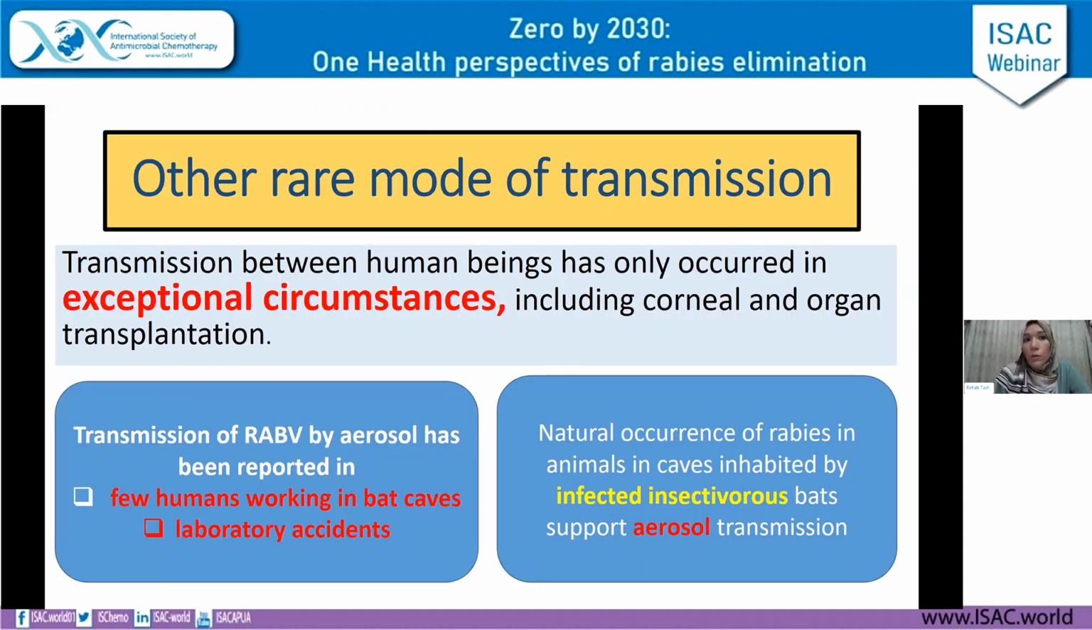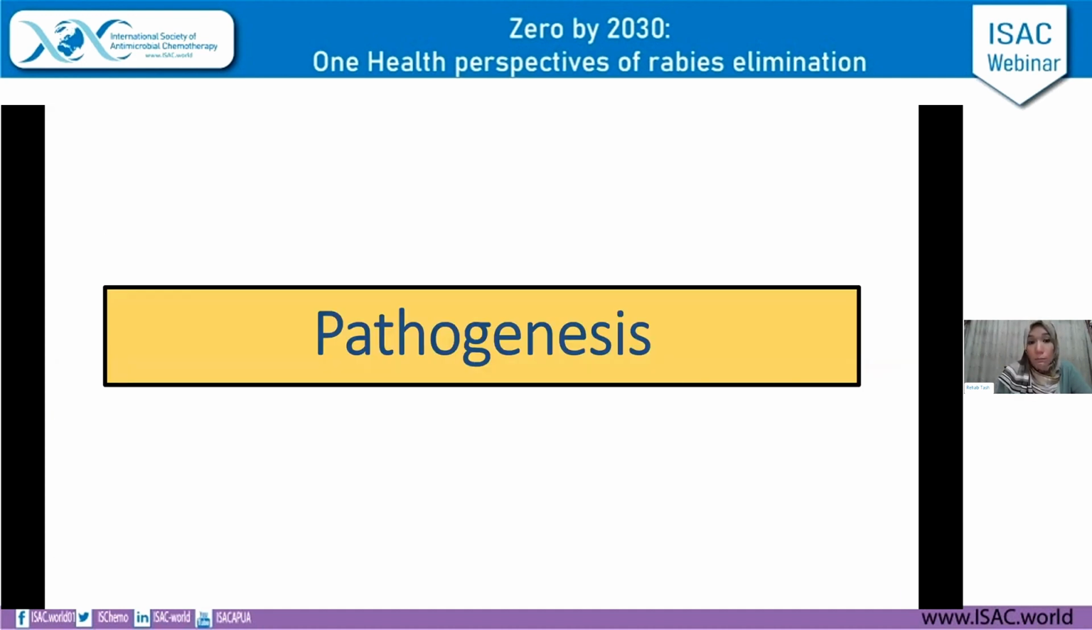We should also consider the rare modes of transmission: through corneal and organ transplantation, mediating human-to-human transmission of rabies, humans working in bat caves, aerosol exposure, laboratory accidents, and even animals exposed to rabies via aerosols from bats.